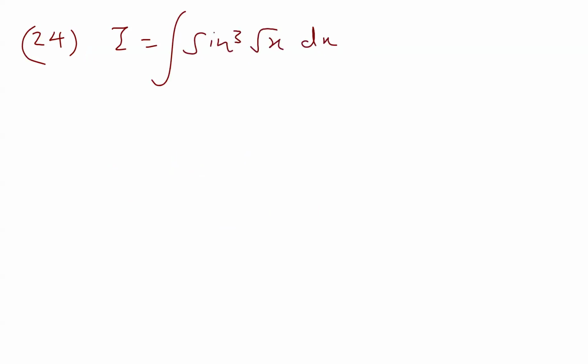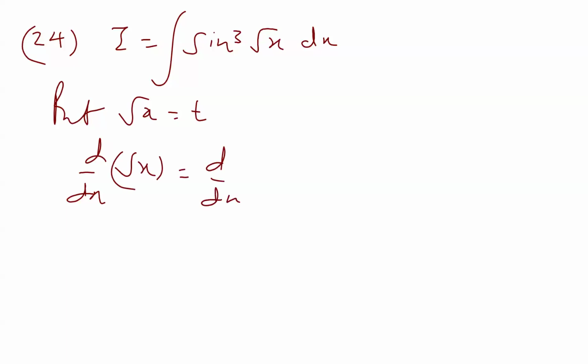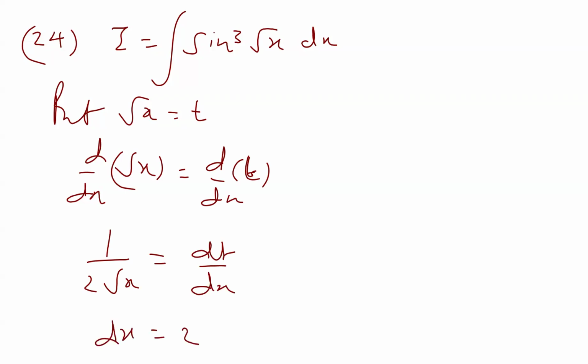Integration of sine cube root x dx. So first put root x equal to t. Then dt by dx is 1 upon 2 root x, so dx is equal to 2 root x dt.